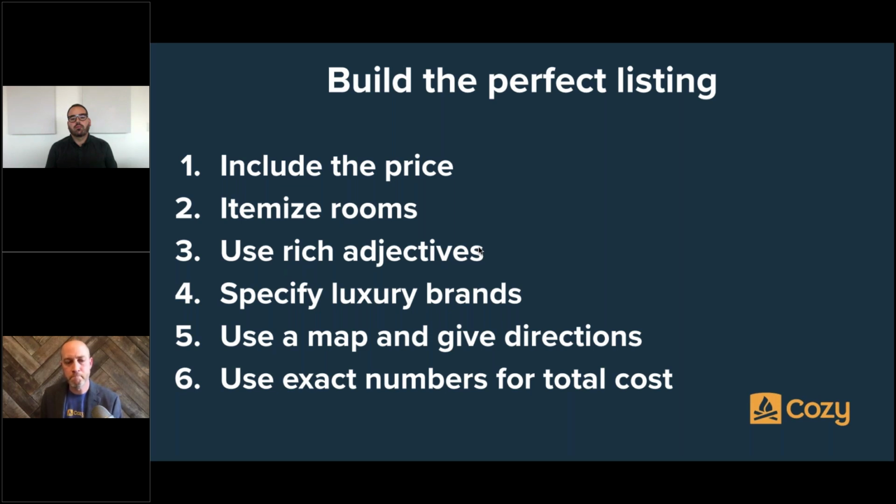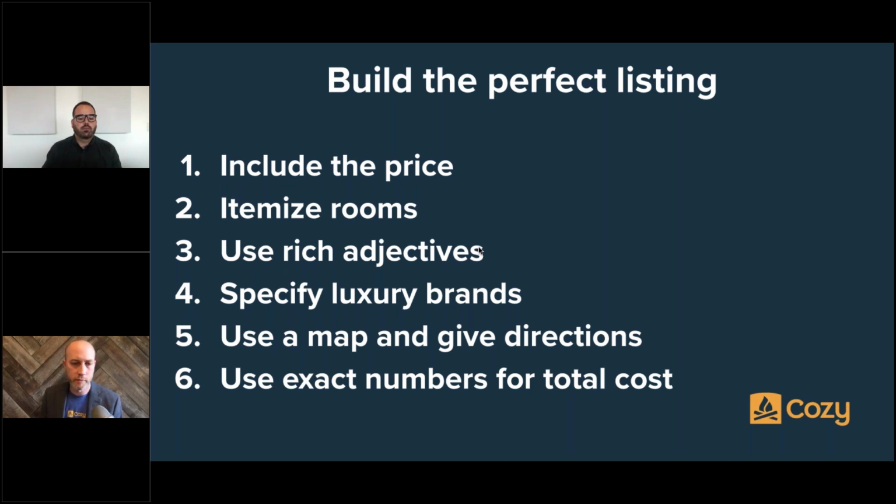Use rich adjectives like luxury and gorgeous and amazing and all these other words that invoke emotion. And then specify luxury brands. If you have a Viking stove or a Sub-Zero fridge, make sure you say that, because there are people who will pay for nice amenities, and they will actually search for brands like Sub-Zero or Viking. Or if you have a huge TV, like an 80-inch TV, throw that in there. And if that comes with the place, throw that in there, because they will search for those things.